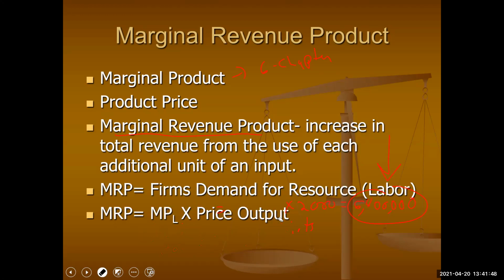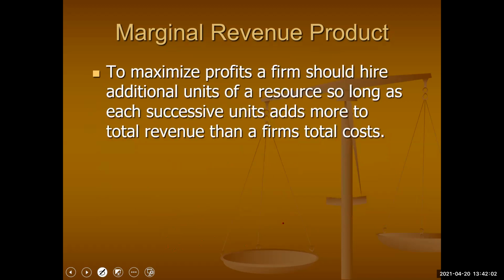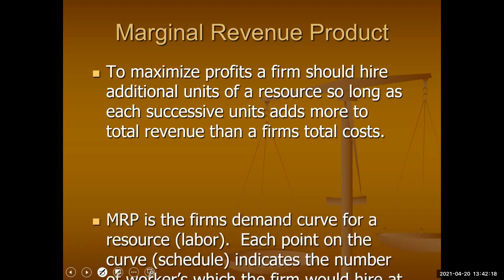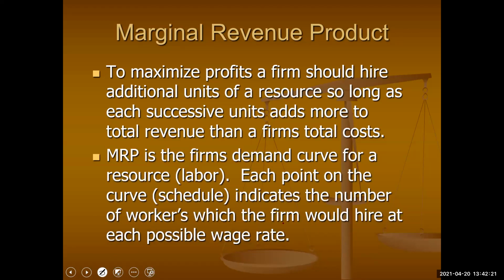Now, to figure out the marginal revenue product, we take the marginal product and multiply it by the output. How many are you going to sell? And to maximize profits, a firm should hire additional units of a resource as long as each successive unit adds more to total revenue than it adds to total cost. And that marginal revenue product is the firm's demand curve for labor.